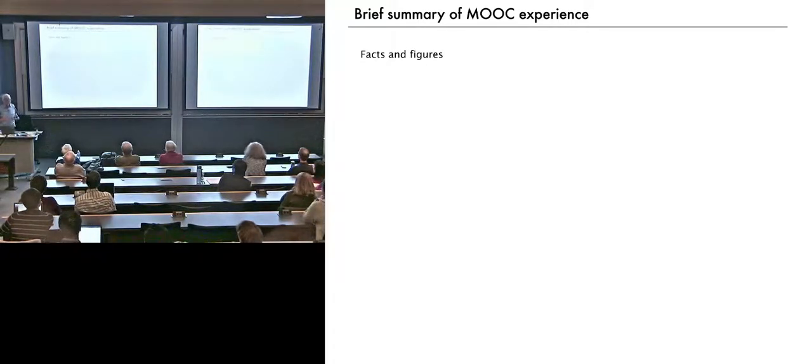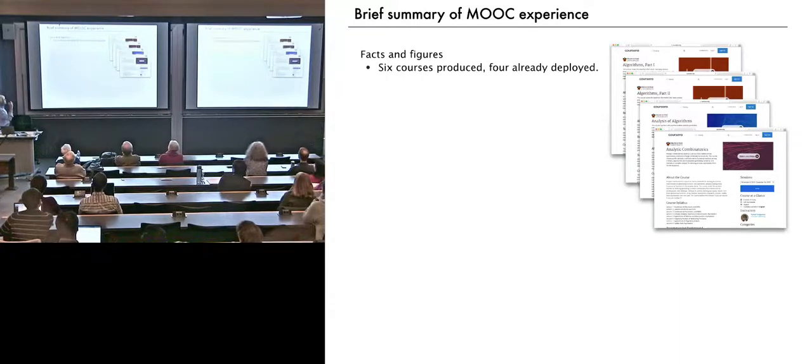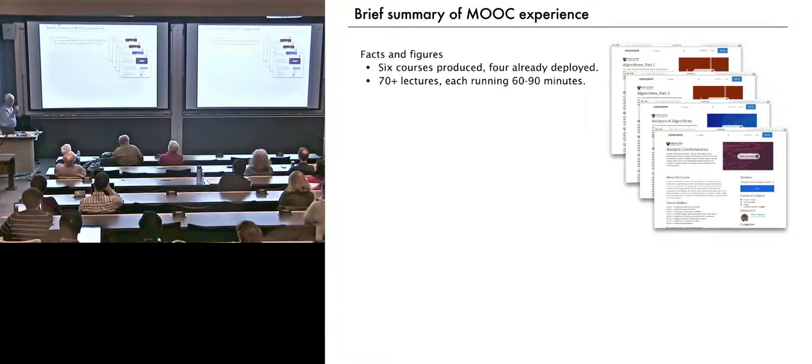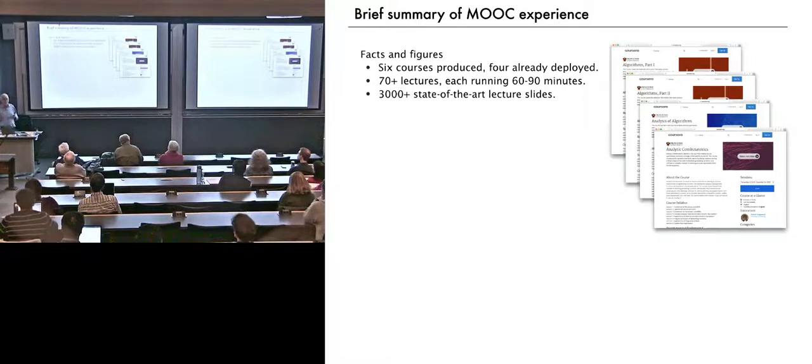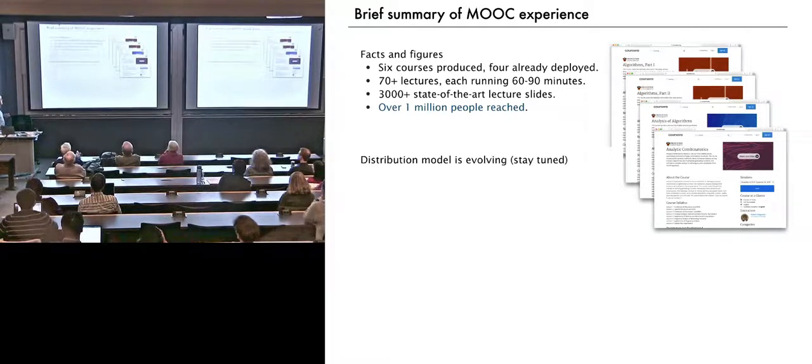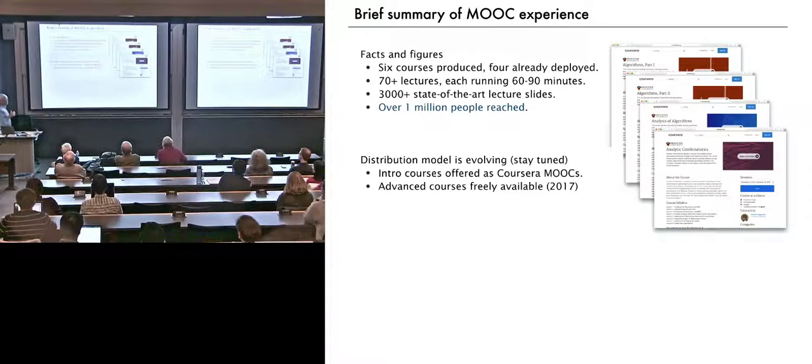So here's a summary of our MOOC experience. We produced 6 courses. They're like Princeton courses split in 2. Four of them are already deployed on Coursera. Actually, 6 are already deployed. There are about 70 lectures, and each one is 60 to 90 minutes. There are 3,000 lecture slides, and I'll have something to say about them later. And we've reached over 1 million people with the courses. The distribution model is still kind of not there, but the MOOCs are happening. The algorithms course continues every year to draw 200,000 enrollments a year.